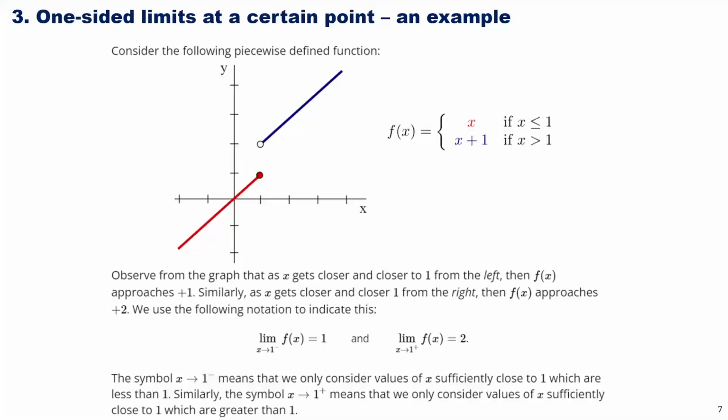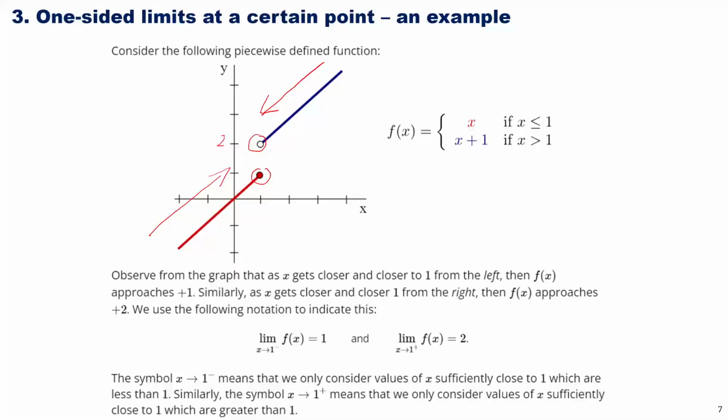So observe from the graph that as x gets closer and closer to 1 from the left side, which means from this side, f(x) approaches positive 1, which is this point here, right? Similarly, as x gets closer and closer to 1 from the right side, which means from this side, then we will have a different result. f(x) approaches positive 2, which is this point here, right?